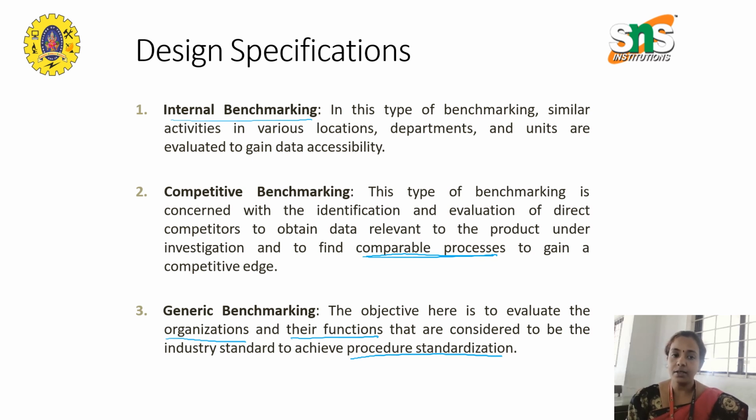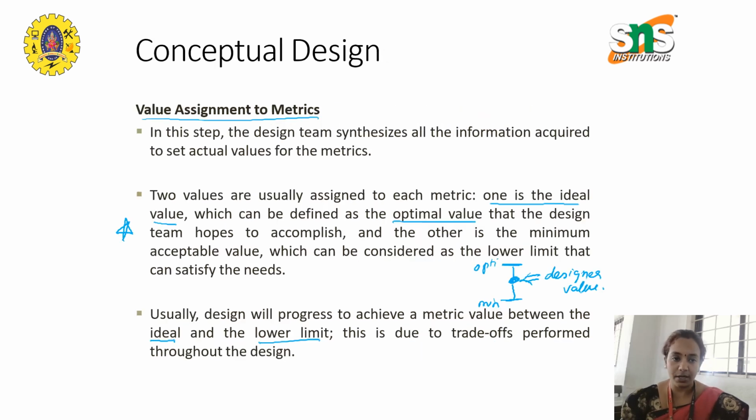This type of benchmarking is concerned with the identification and evaluation of direct competitors to obtain data relevant to the product under investigation and to find comparable processes to gain a competitive edge. Generic benchmarking. The objective here is to evaluate the organizations and their functions that are considered to be the industry standard to achieve procedure standardization. So the next one is value assignment to the metrics.